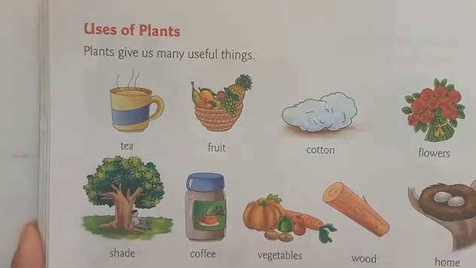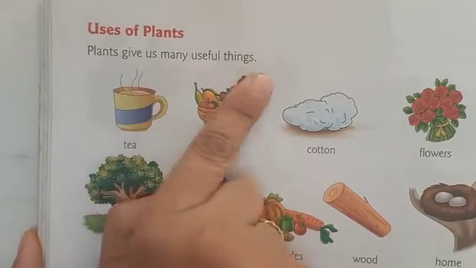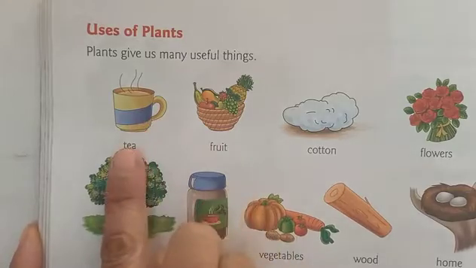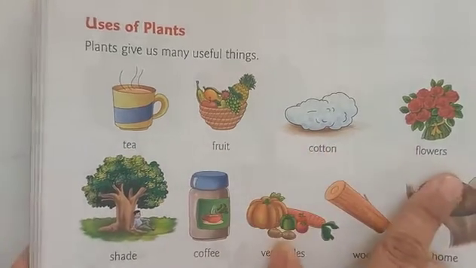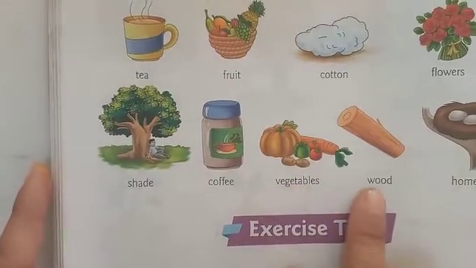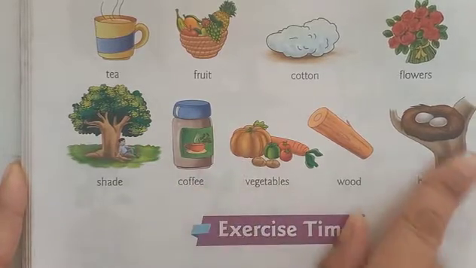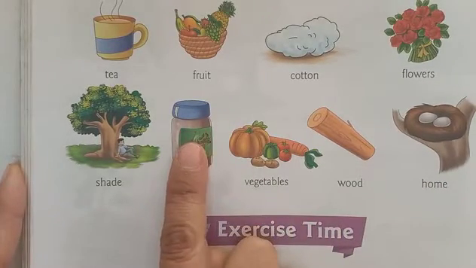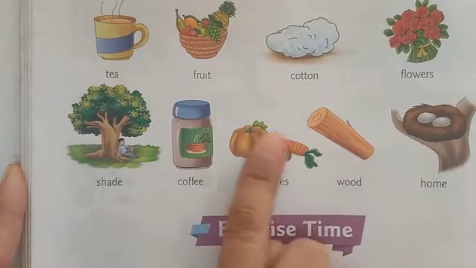Now children, next page number 82, uses of plants. Plants give us many useful things. As you all know, we get tea, fruit, coffee also, cotton, flowers, shade, vegetables, wood, home. Okay, so these things are used by man to consume, and they use these things to make other things also.